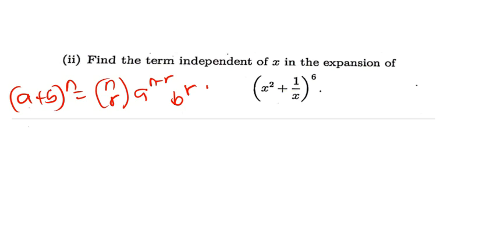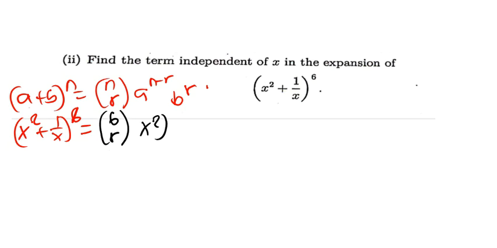In this case, we have x squared plus 1 over x raised to the power 6. So n is 6, r I don't know, a is x squared, in the brackets we put n which is 6 minus r, b is 1 over x, raised to the power r. At this point I want to find the value of r. How can I do it? I can deal with the x values only. Remember, when a term doesn't have x, it has x to the power 0. So I'm now only interested in x.